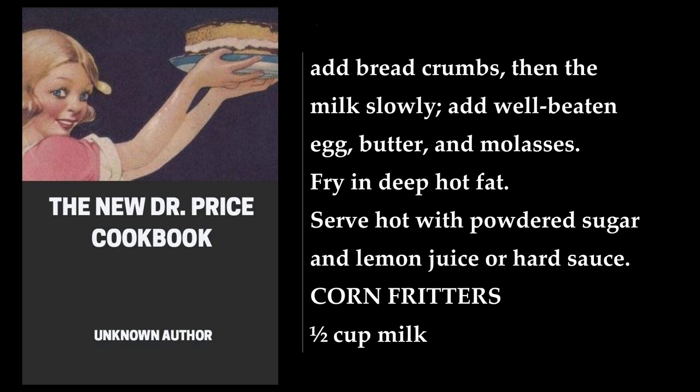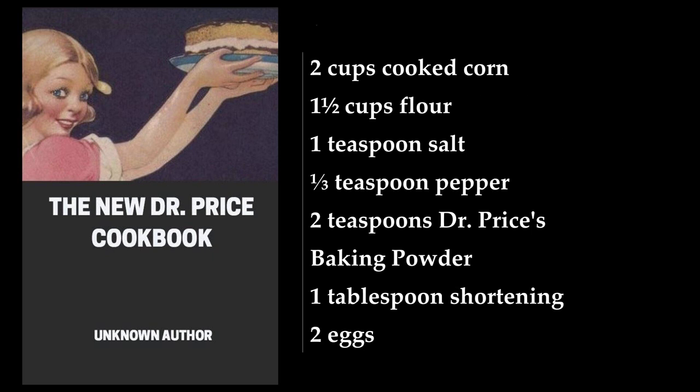Corn fritters. 1/2 cup milk, 2 cups cooked corn, 1 1/2 cups flour, 1 teaspoon salt, 1/3 teaspoon pepper, 2 teaspoons Dr. Price's baking powder, 1 tablespoon shortening, 2 eggs.